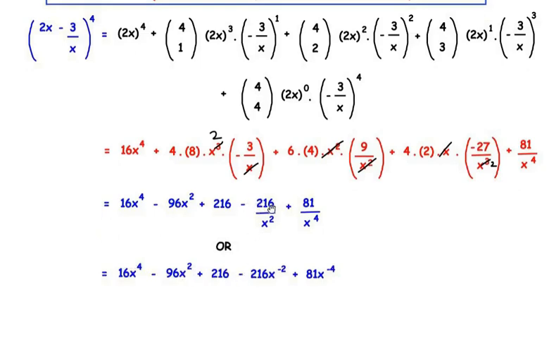minus 216. Now this x square we can take it to the numerator, but the power becomes negative using laws of indices. So here we get 216 times x to the power of negative 2 plus 81. Now taking this denominator above, we get x to the power of negative 4. So either you can write the answer this way or this way.